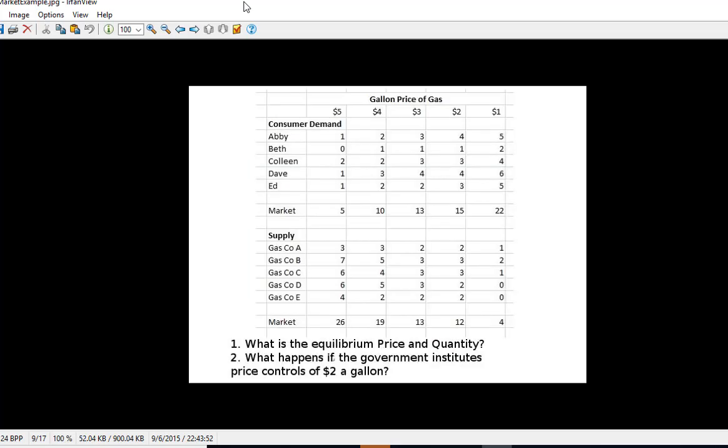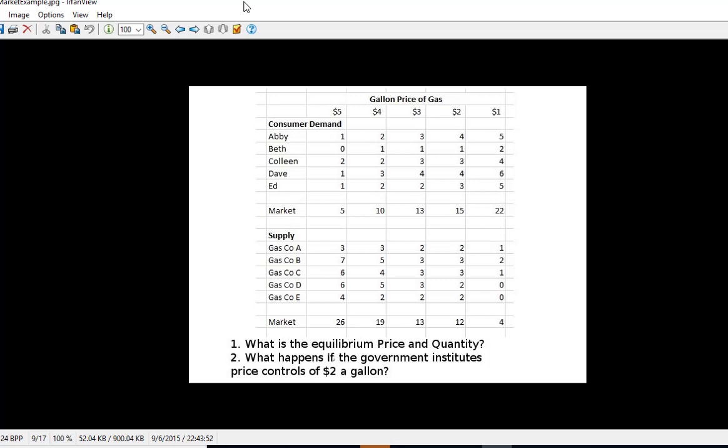Now here's a typical chart showing a gallon of gas, the price going from $5 to $1, and consumers at $5, some won't consume it at all, some will consume 1 or 2 maybe gallons. You see the total market is going to be 5 for that. And at $1, you see the total market is going to be 22 because more people will buy gas at lower prices. That's the law of demand.